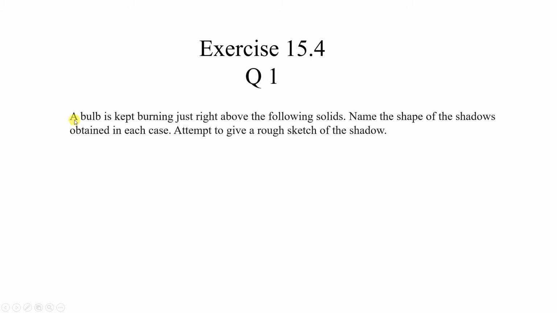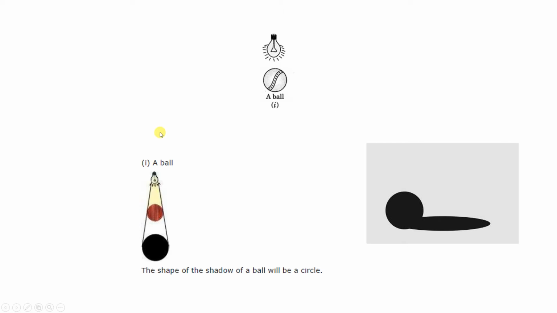Question number 1. A bulb is kept burning just right above the following solids. Name the shape of the shadows obtained in each case. Attempt to give a rough sketch of the shadow. So first, a ball. Now here we can see that this bulb is kept above the ball, and when the bulb is on, its light is radiating on the ball and we can see the shadow on the floor, and that shadow is nothing but a circle. So the shape of the shadow of a ball will be a circle.